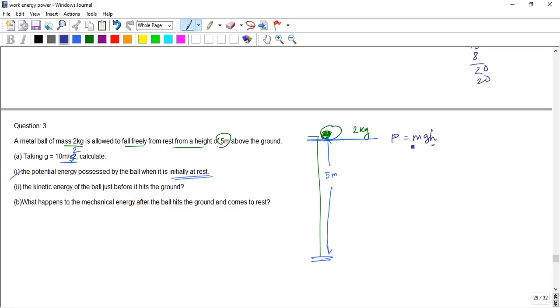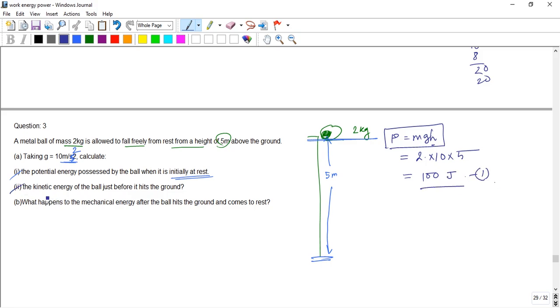So potential energy at the top is equal to mgh. Mass is 2 kg, g is 10 and h is 5. This is the basic potential energy formula, P equals mgh. 2 times 10 times 5 gives 100 joule. That is part 1.